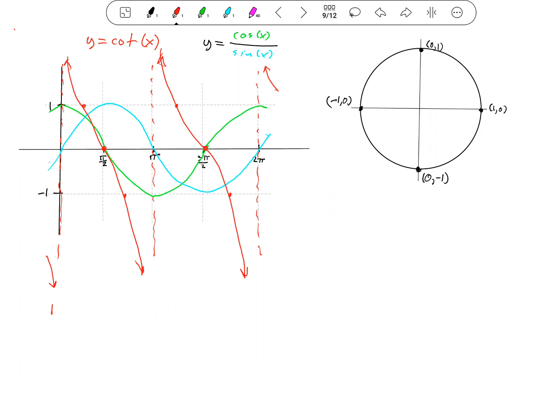The domain of the cotangent graph is all values of x except when x is equal to k times pi for integer values of k, which means that the asymptotes are x equals k times pi for integer values of k.